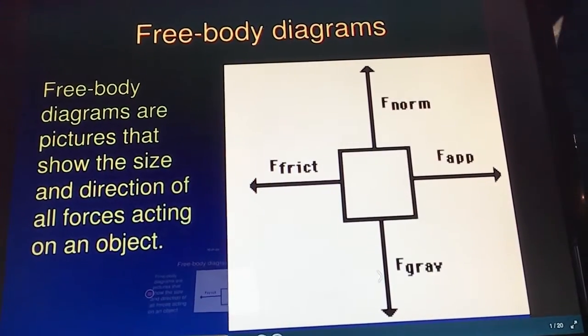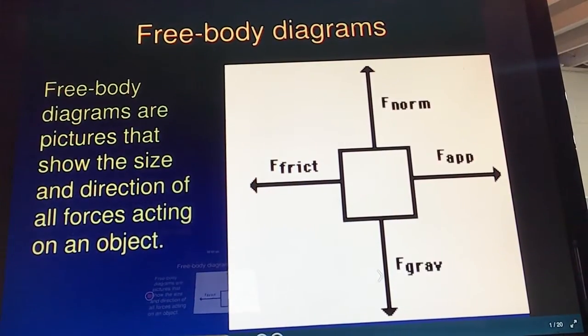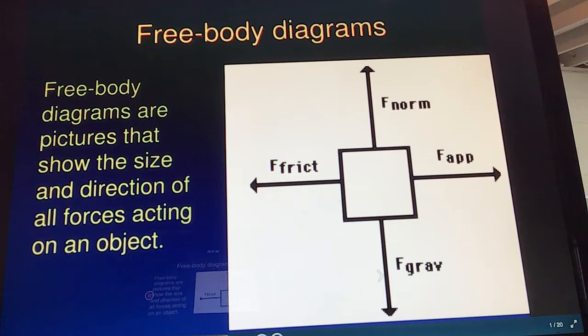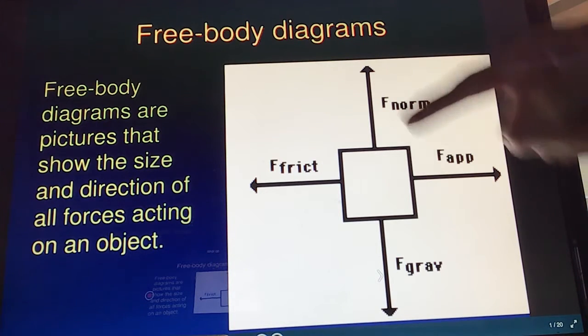Free body diagrams. There are examples of them in your book. These little arrows that point direction. Remember those arrows from previous pages? I'll show you those in a second. They show you the direction of the force and the strength of the force, or how much force is being applied to an object. The square is the object.